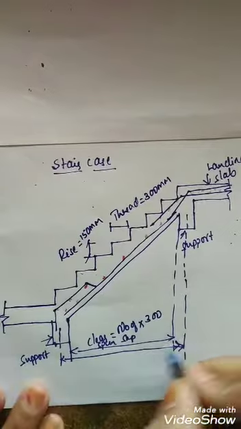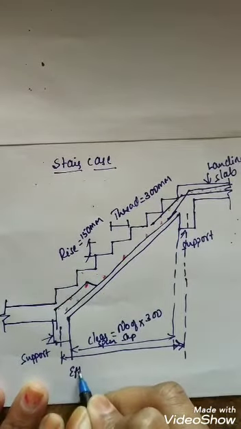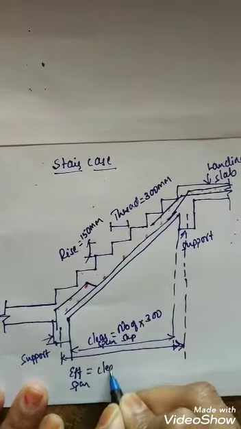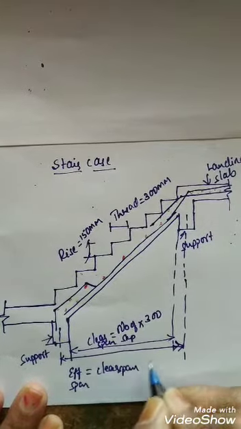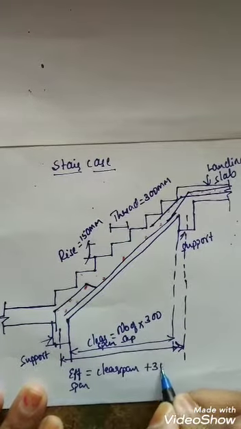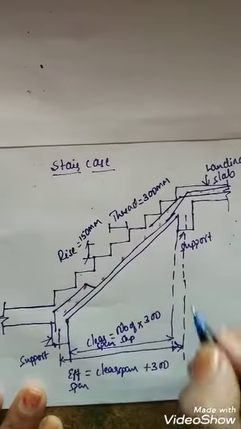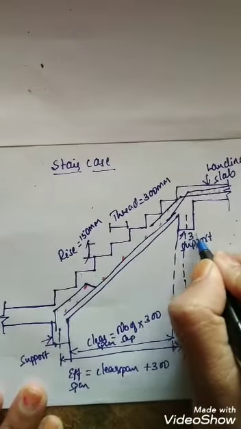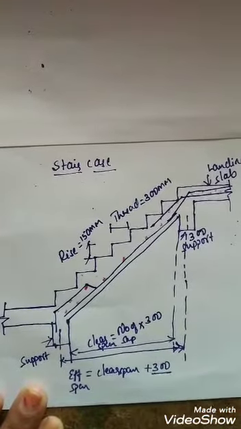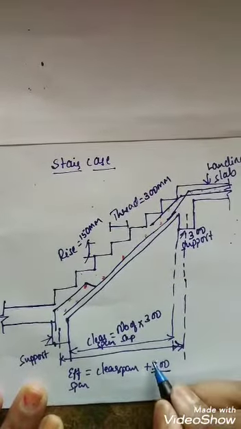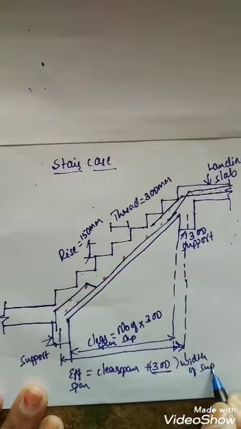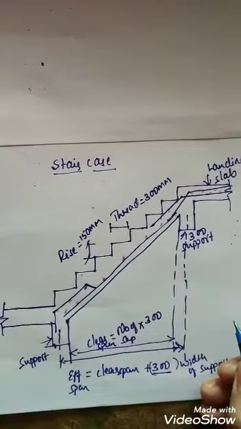And if you want to calculate the effective span, it is nothing but this clear span plus half of the width on this side and half of the width on that side, that is, one full support width. Usually the width of the support is provided as 300 mm, so I will consider it as 300 mm. That is the calculation regarding the effective span.